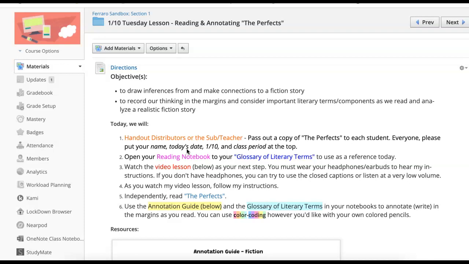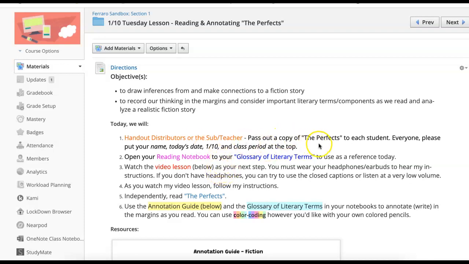So remember, when we annotate, we're recording all of our thinking in the margins and thinking about the important literary elements as we read. And we want to just jot all of our thinking down so that when we go to look back at our story later, we can remember what we were thinking as we were reading.